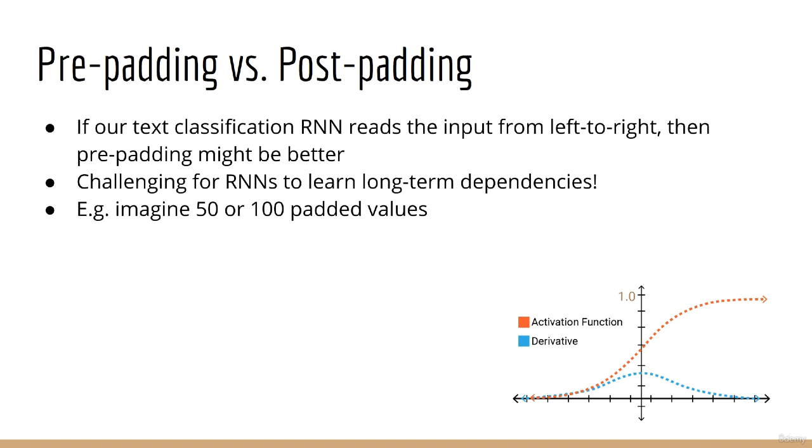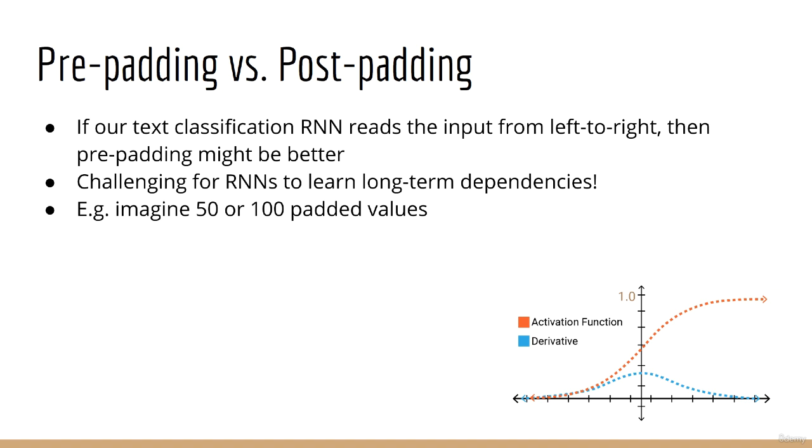Alright, so hopefully you thought about your answer to the question. Which might be better for text classification using RNNs, pre-padding or post-padding? The answer is pre-padding. In our case, the RNN will read the sequence from left to right, or equivalently, from beginning to end. That's not a problem in and of itself, but recall, what challenges do RNNs face? The main challenge for RNNs is learning long-term dependencies due to the vanishing gradient problem.